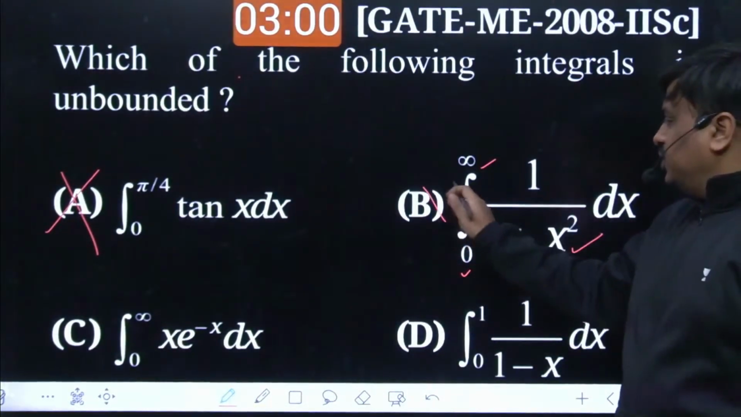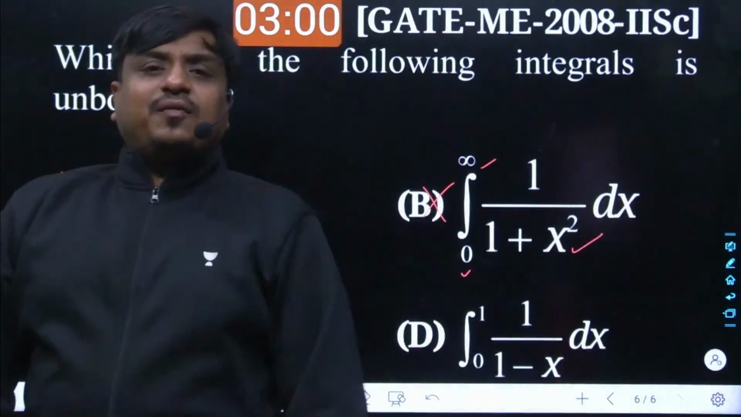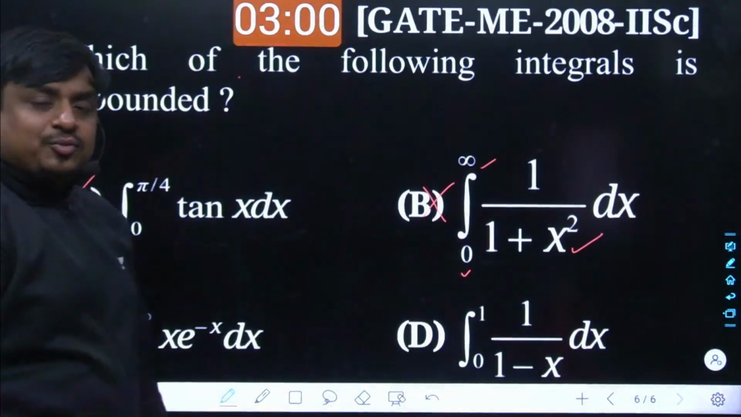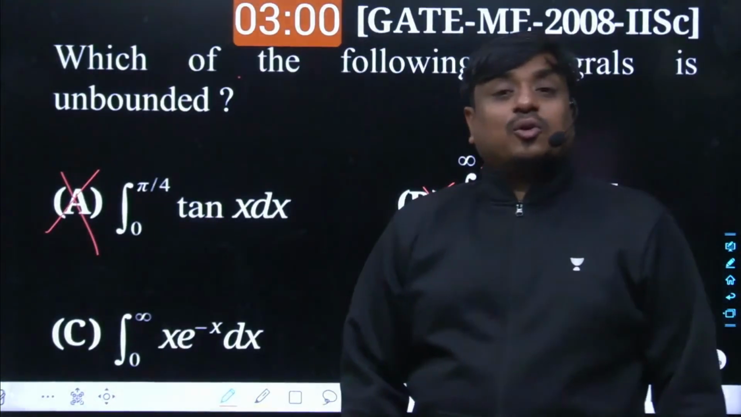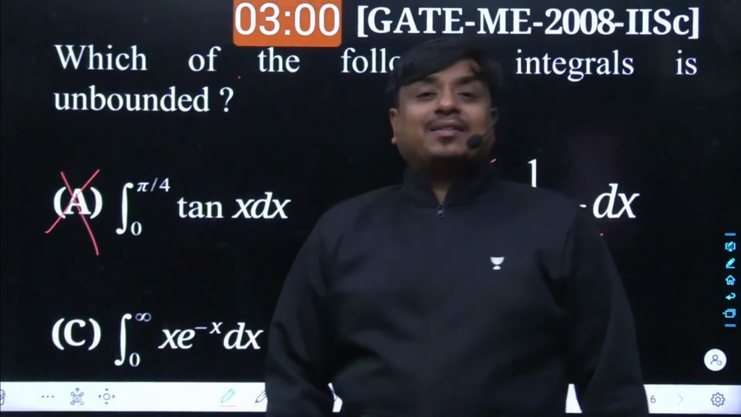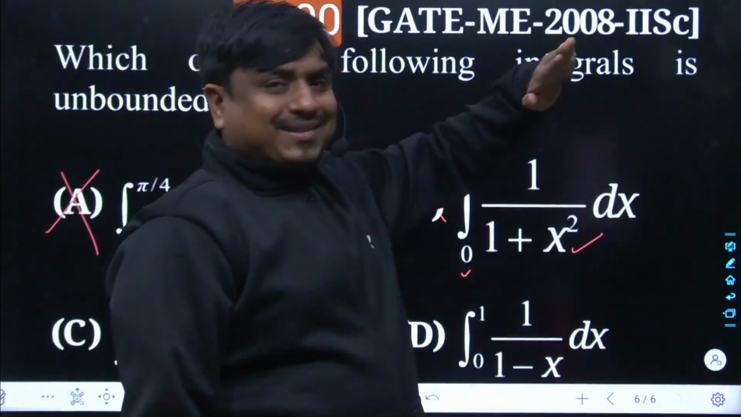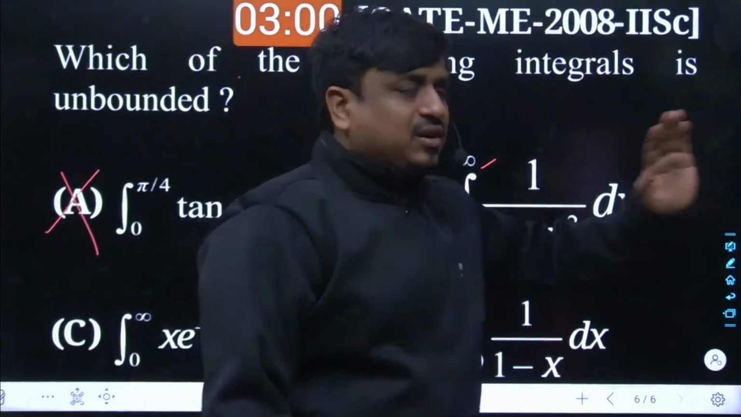Again, this has been ruled out. Next, x times e to the power of minus x. As the value of x increases, what happens? The x would increase, but e to the power of minus x would decrease. You must have also seen this function in the concept of maxima and minima. At a certain value of x, an extremum is created, which is the maximum value of this function, and thereafter it decreases.